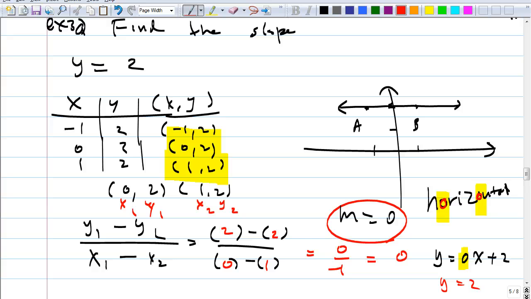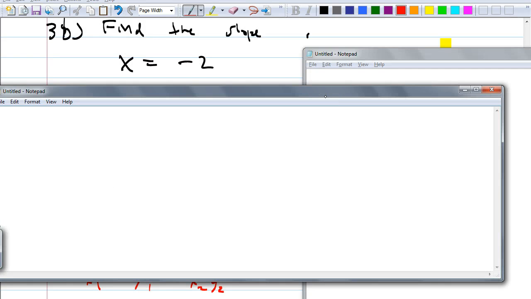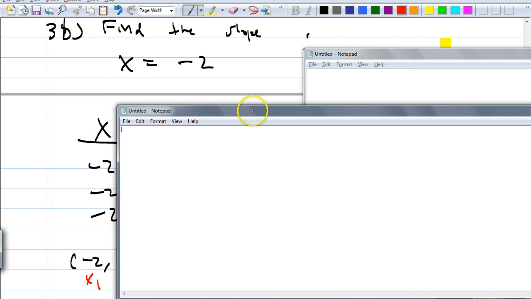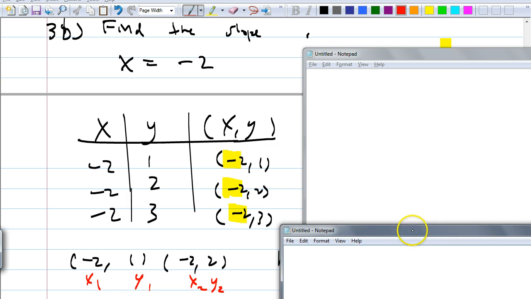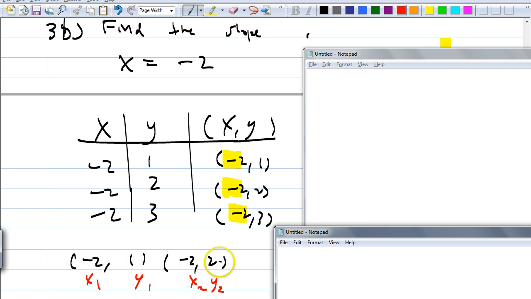So then what do you think the slope of a vertical line is? Hold on. Let's do this one. Okay, so let's try this one now. Let's look at example 3b. All right, it says find the slope of x equals negative 2. Again, it's really easy to do a table on this. X is always what? Negative 2, correct? You could pick any y's you want. And let's say I pick negative 2, 1, and negative 2, 2. Is that okay?